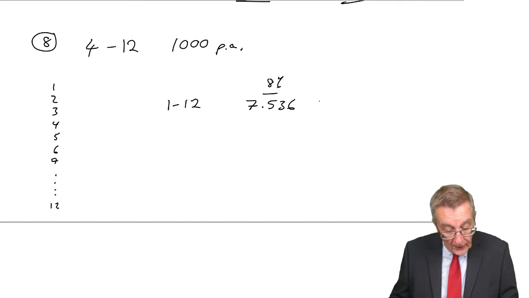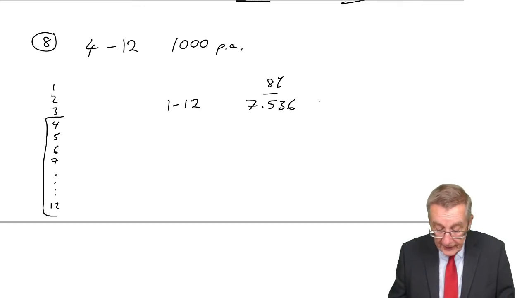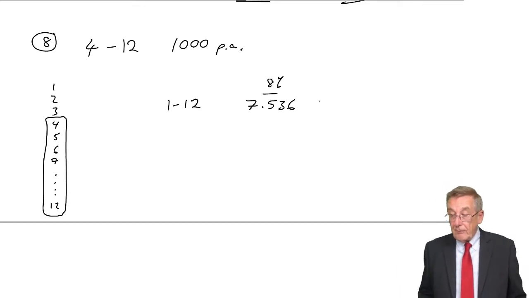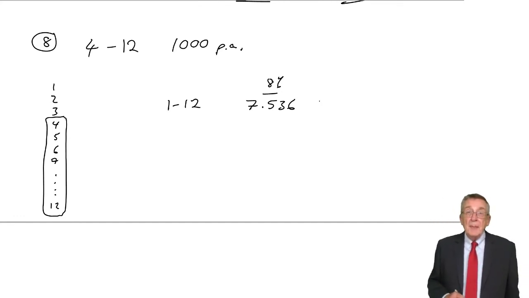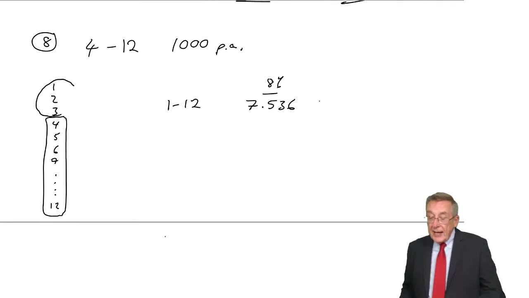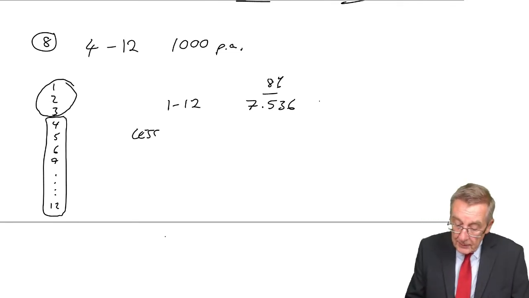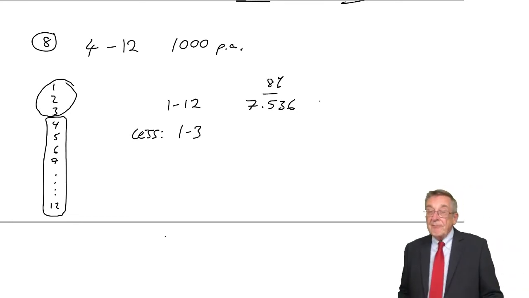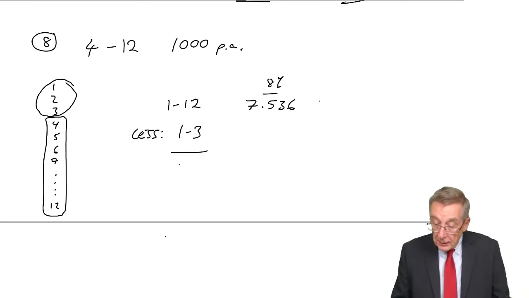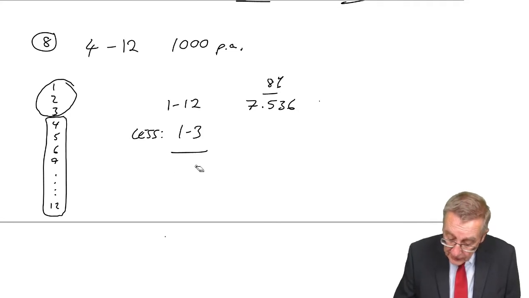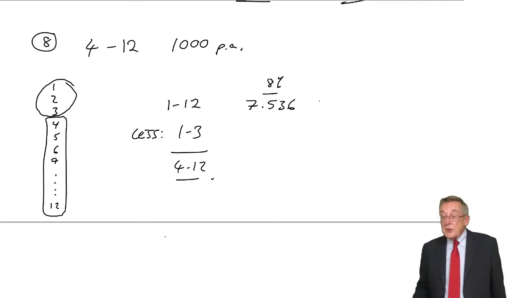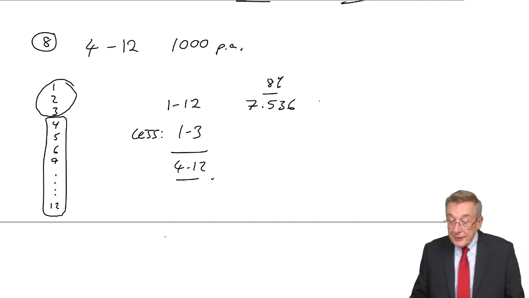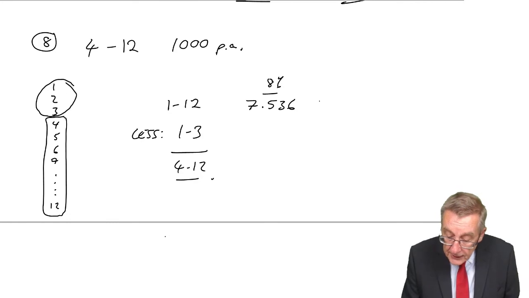I only want the total for years 4 to 12. And so since I've got the total for 1 to 12, we subtract the total for the first 3. If I subtract the total for the first 3 years, I am left with what I want, 4 to 12. And of course, I can look up the total from 1 to 3. I can look up for any number of years from 1 onwards.